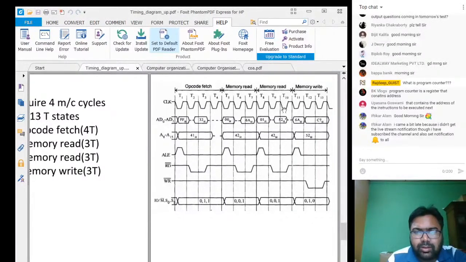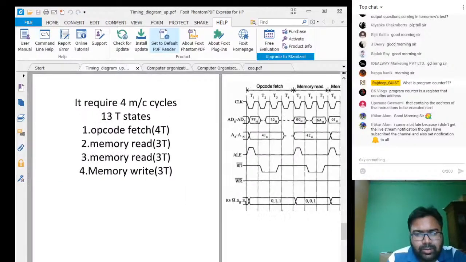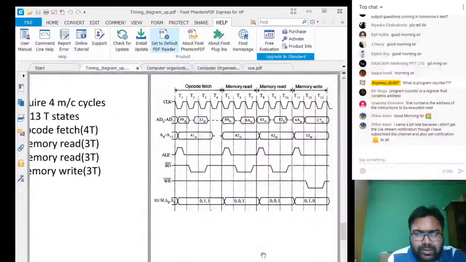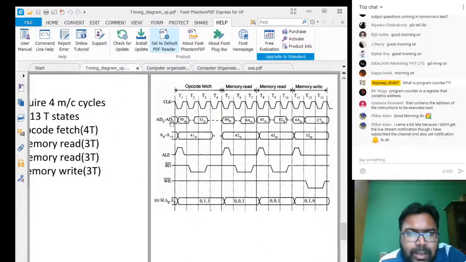These are individual clock pulses. First, you have placed the contents of memory. These are the memory locations that you have: 41FF, 4200 and 4201. So these three memory locations you have to access. First, if you see here, AD0 to AD7 has FF, and here it has 41. So you are effectively trying to read 40.